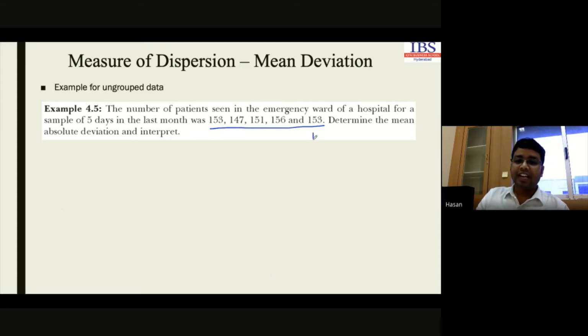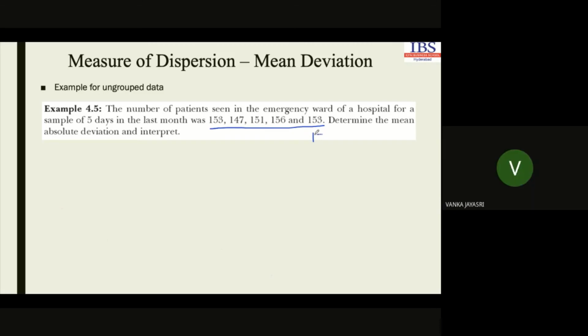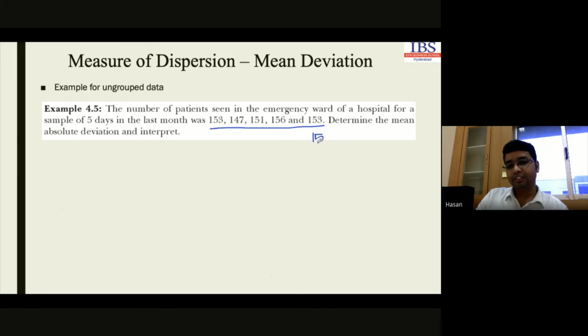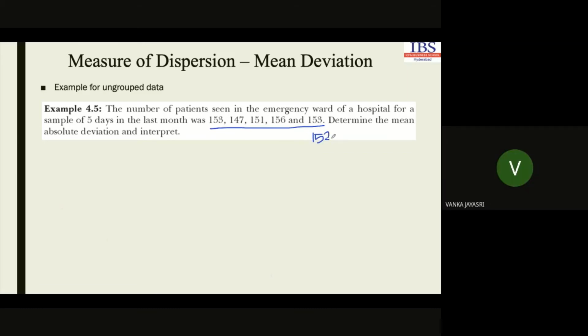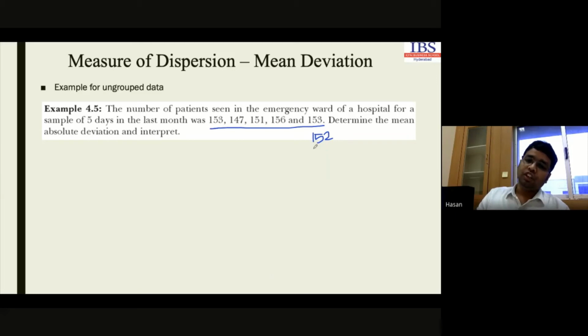Okay, so I hope you can solve it. The sum is 760 and the average is 152. Okay, so if we are taking the mean deviation, then what do we do here?